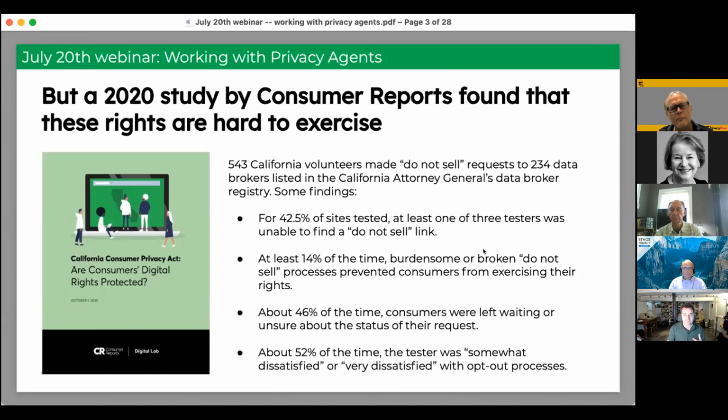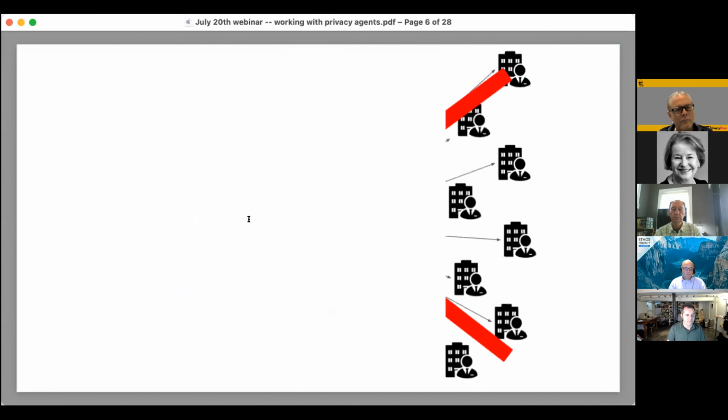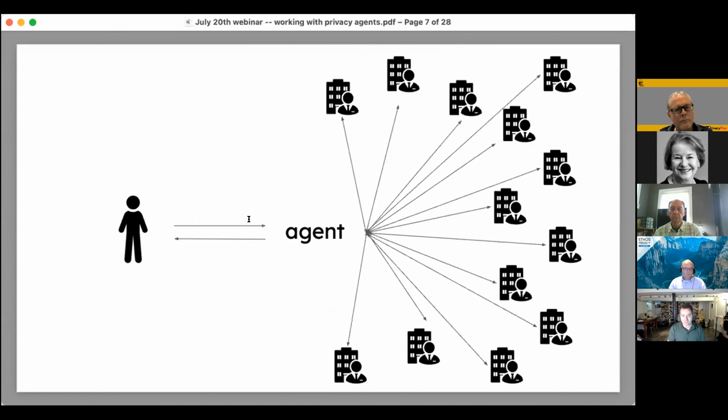So I think that kind of tells the story that it's one thing to have this right, whether it's a useful right, or a right you can feasibly exercise, is sort of the question. And so even highly motivated consumers who know about this stuff, it's a lot to ask them to go and step through a procedure for each and every company where they might want to exercise their right. That's why the agent model is so fascinating. It's the kind of public interest innovation that we need, I think.